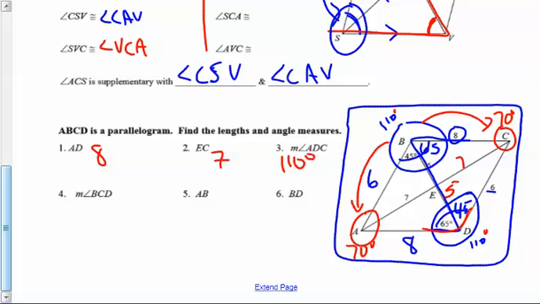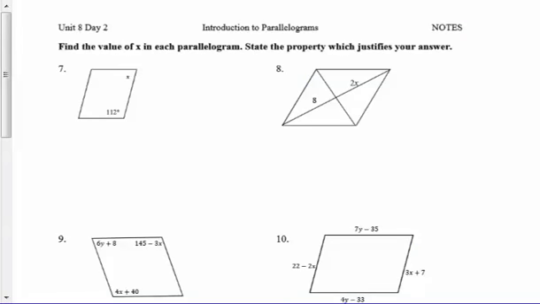BCD we found is supplementary, which means it has to be 70. AB we found to be 6 because it's opposite. And BD, well, if each of them are 5, the whole thing has to be 10. Okay, so those are the types of problems that I'm going to expect you to be able to do, along with this next page, where we're looking at a picture with just a little bit of information.